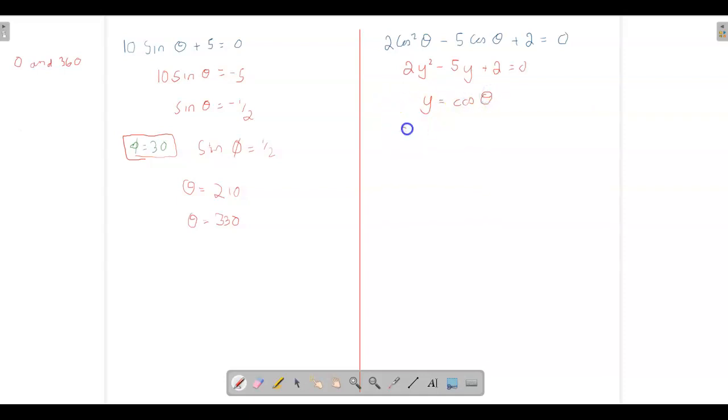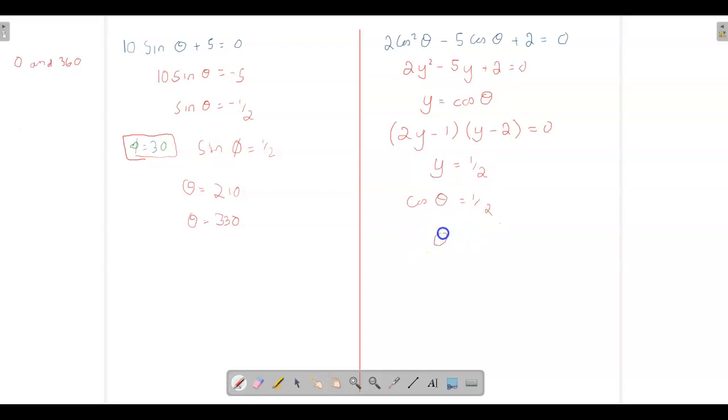Now you can spend a bit of time manipulating this, but if I do this here like this, and you can double check it, my quadratic equation comes out like that. So in here, using the first bracket, I can say y is equal to a half. But remember that y is cosine theta, so cosine theta equals a half.